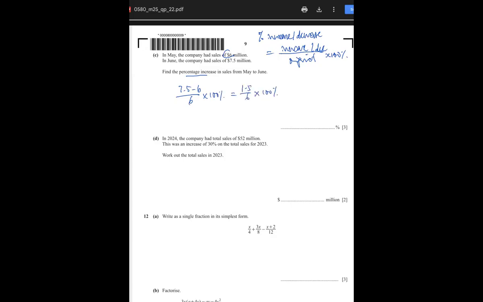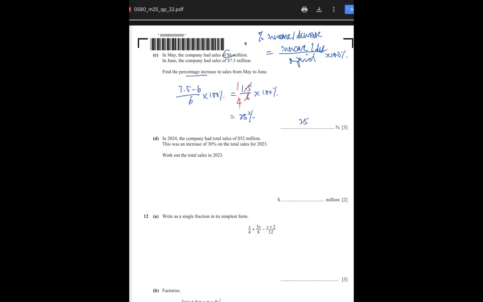Now I find a pattern in paper 2, a lot of decimals and fractions. They will assume that you know how to operate decimals and fractions really intuitively, really quickly. 1.5 and 6 can be shortened to 1 over 4. Okay, and 1/4 is 25%.